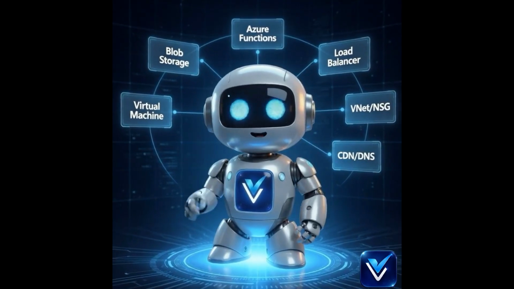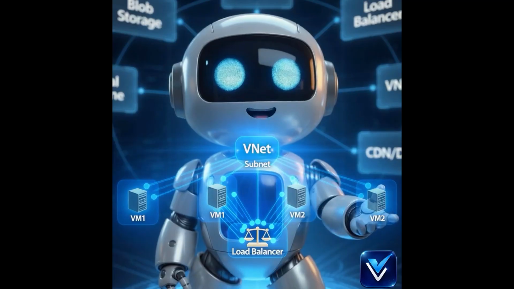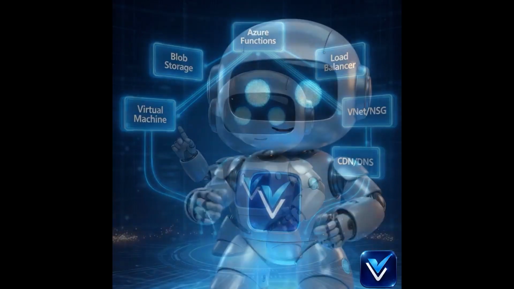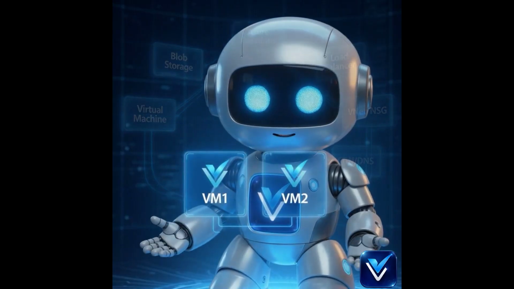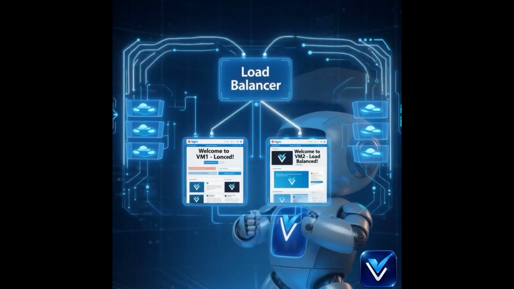Step 1. Create a virtual network with 1 subnet. All your resources will live inside this network. Step 2. Deploy 2 Ubuntu VMs in the same availability set. SSH into each one and install Nginx. Customize the home pages to say VM1 and VM2. Now, let's see the load balancing in action.